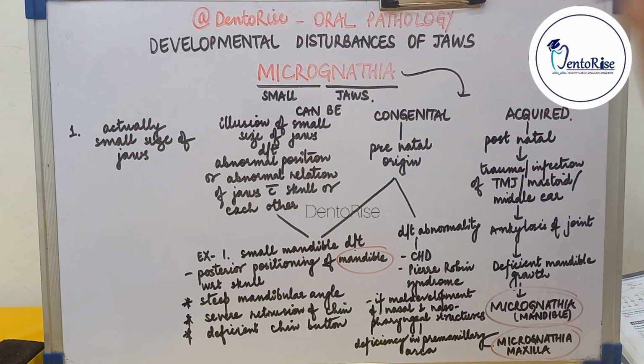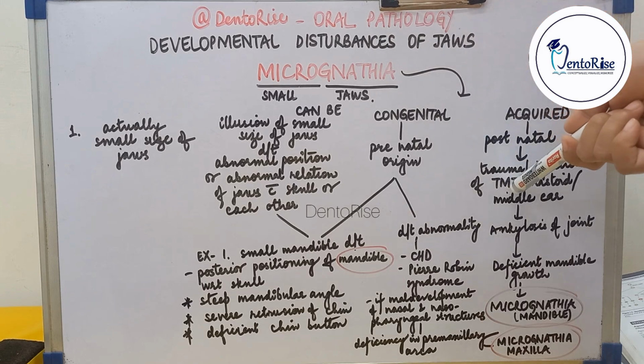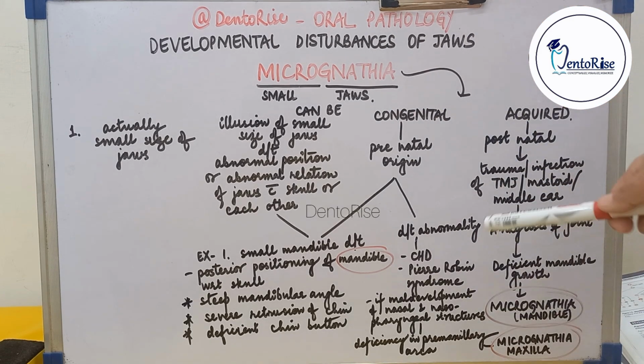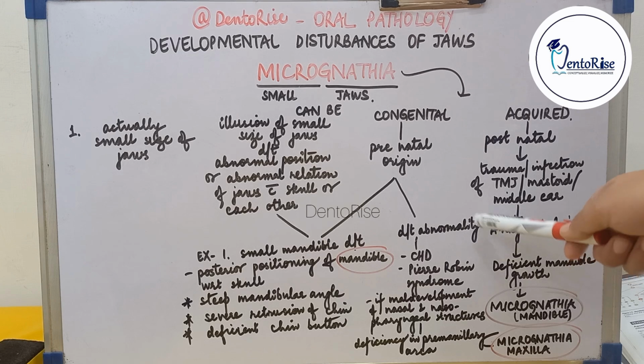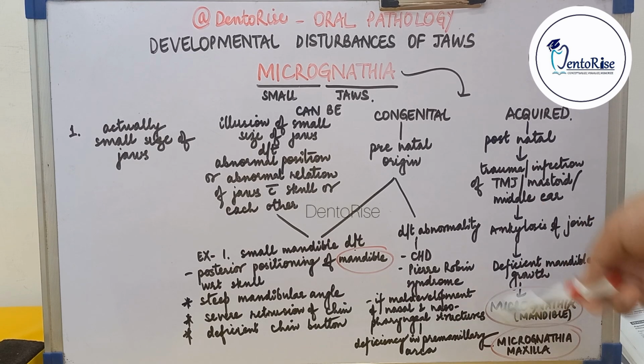Coming to the acquired micrognathia. Acquired micrognathia appears postnatally, that means after the birth. If there is any trauma or infection of the temporomandibular joint area or the mastoid area or the middle ear, there will obviously be ankylosis of the joint. This ankylosis of the joint will affect the mandibular growth, that means the mandibular growth will be deficient, therefore leading to micrognathia of the mandible. This is one example of acquired micrognathia.